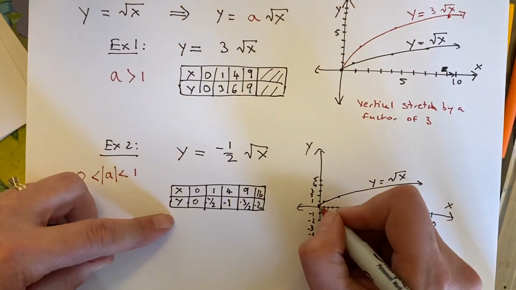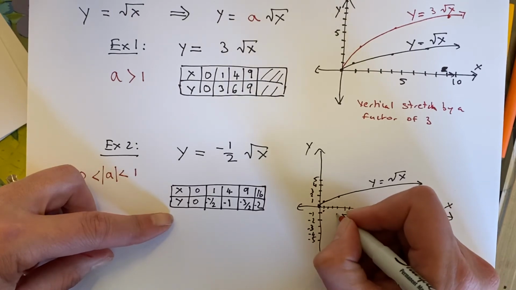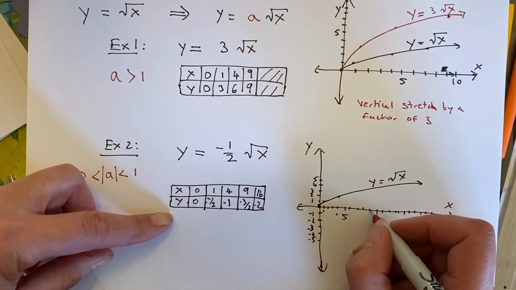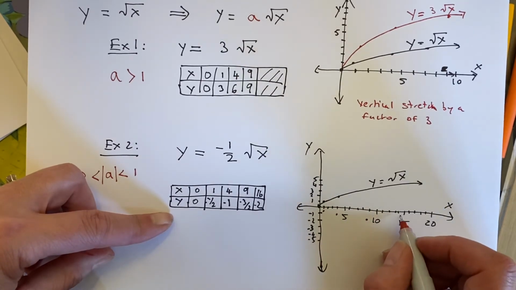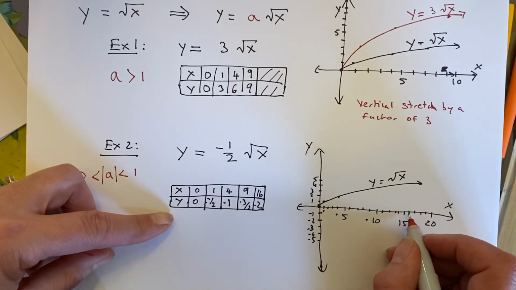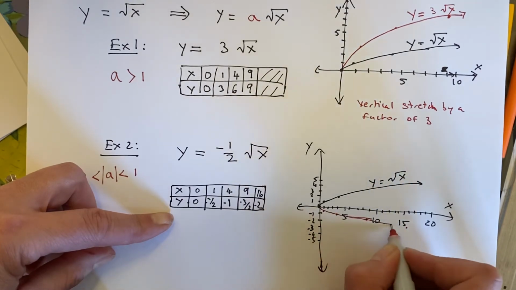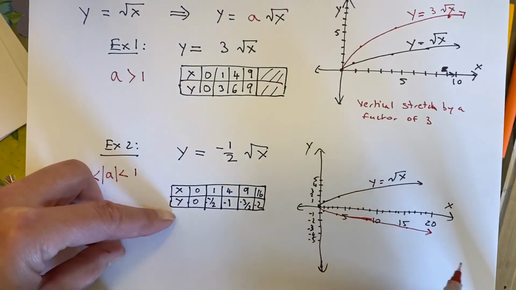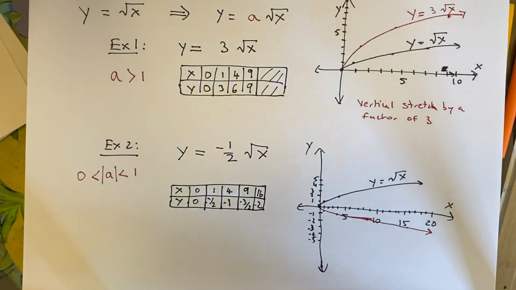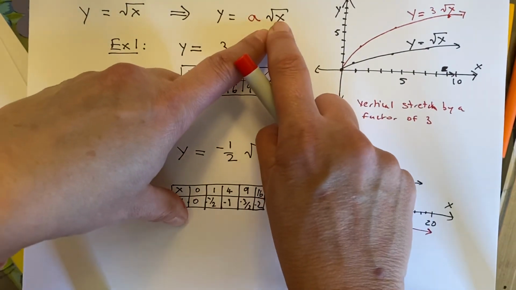All right, 0, 0, 1, -1/2, 4, -1, 9, -3/2, squeezing in here, and then 16, I get all the way out to -2. You can see this is an incredible shrink. It does not go far at all. It's literally half, and it's also a reflection. All right, I'm going to stop this before my dog gets carried away again, and we're going to move on to what happens if we now add a number here, and then later if we add a number inside the radical.